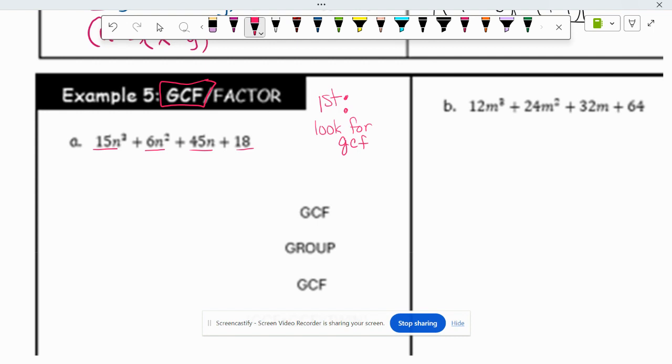Is there a number that divides 15 and 6 and 45 and 18? Say again. Something bigger than 1. A 3. Everything is divisible by 3. So right here, that first blank where it says GCF, I'm taking out a 3. 15n squared divided by 3 is 5n squared. 6n squared divided by 3 is a positive 2n squared. 45n divided by 3 is a positive 15n. And 18 divided by 3 is a positive 6.